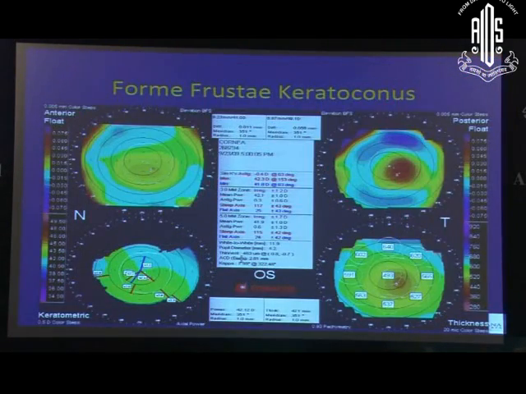Let's see one more map. Okay, I've already put the diagnosis here, so you know. Okay, still, anterior elevation map. How many types of pattern can you see? 2 types of pattern, island or saddle. We have an island here. Island seems to be fine.